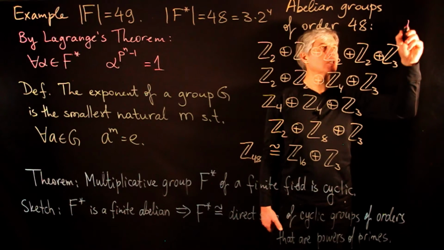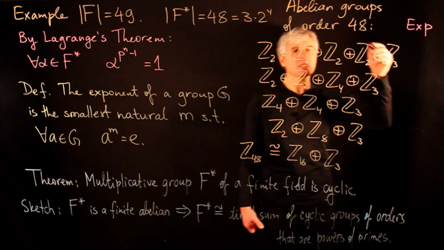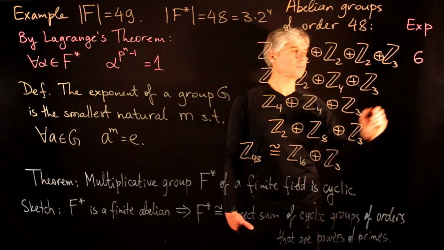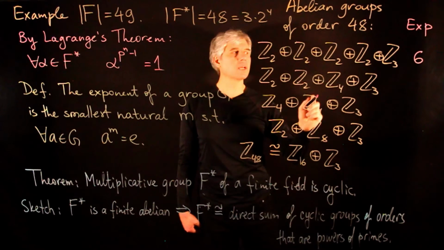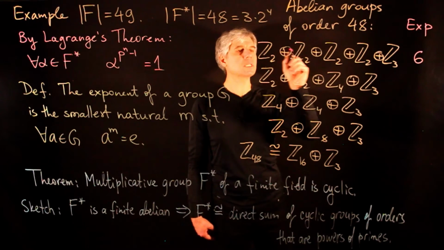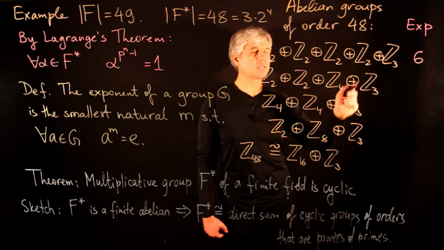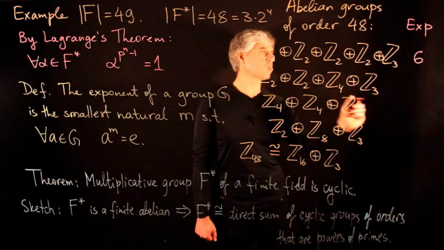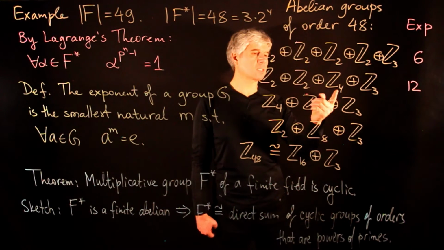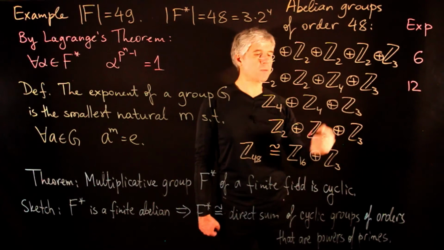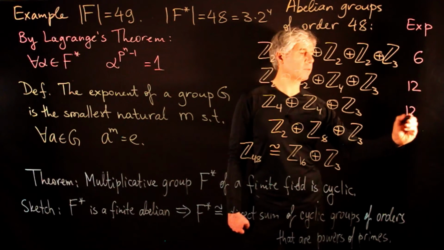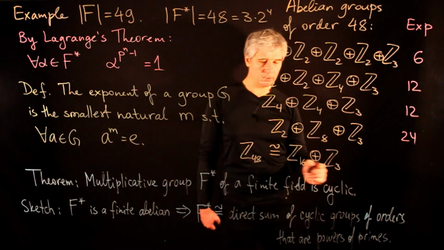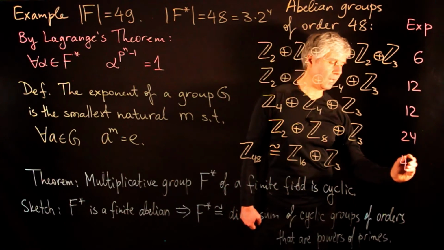Let us compute exponents for these abelian groups. So the first group has an exponent of 6. If we take any element in this group and take its 6 multiple, then we'll get 0 in each component. And it's clear that 6 becomes the exponent of this group. For the second group, the exponent is 12. This is the least common multiple of 4 and 3. So it is also 12 for the next group. Then here it's 24. And for the cyclic group, the exponent is 48.